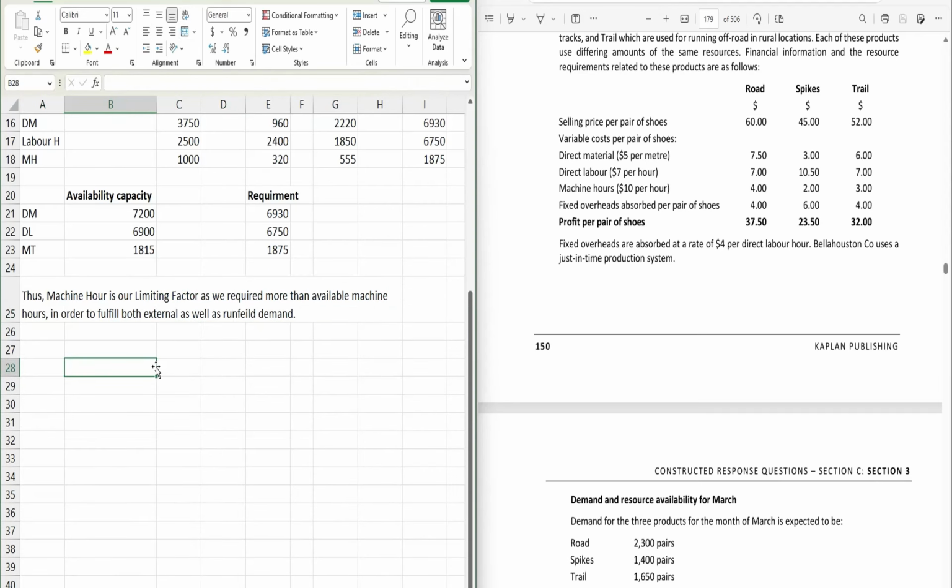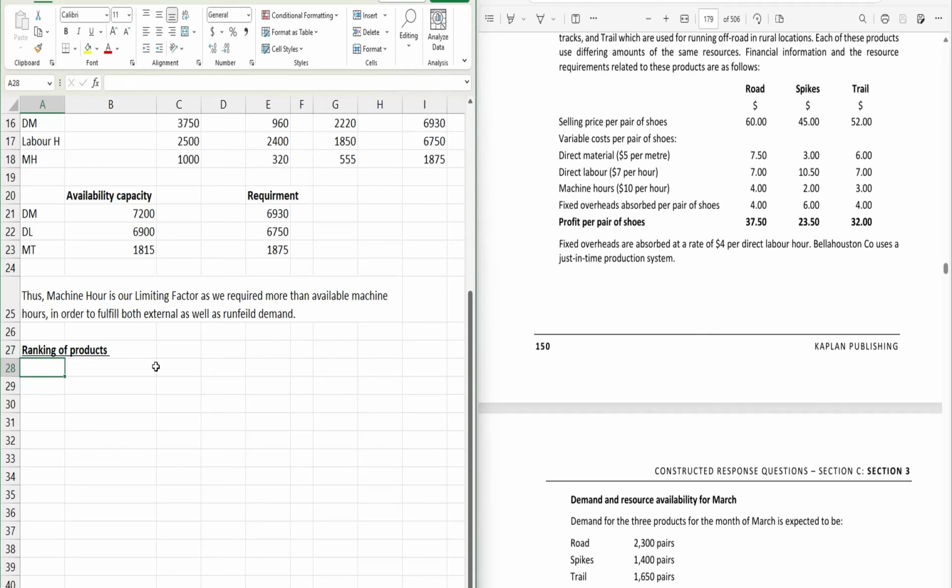Okay, so we have identified our limiting factor. So now we have to make the optimum production plan, right? As there is a limiting factor, how do we decide the optimum production plan? According to the contribution per limiting factor. So we need to rank the products. So, ranking of product.